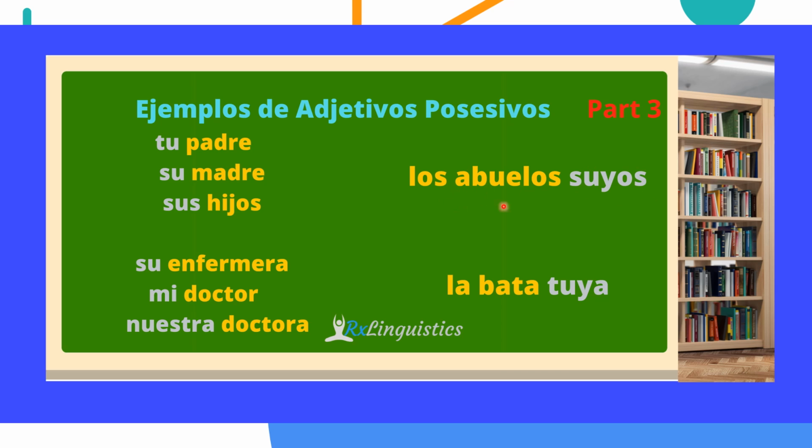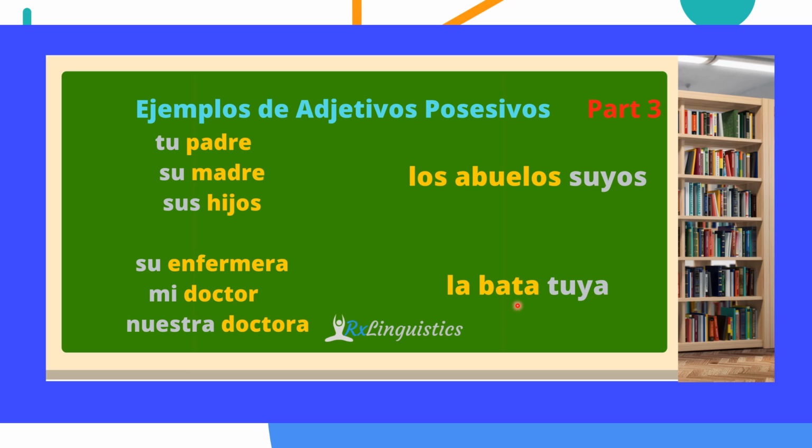It could not precede the noun. You won't have "los suyos, abuelos," no. If you want to use "suyos," you have to put "suyos" after "abuelos," okay? "La vara tuya," okay?